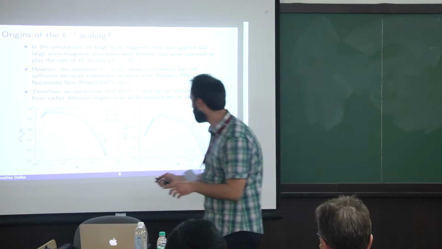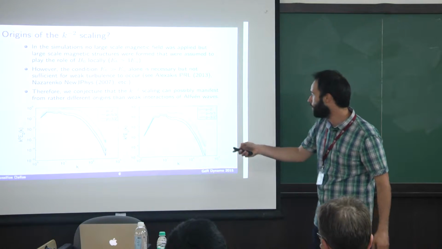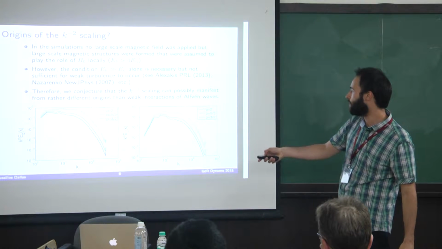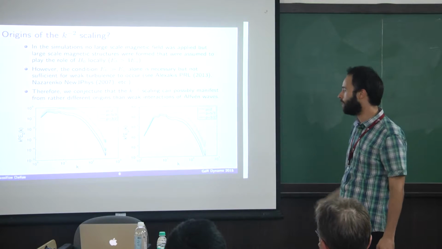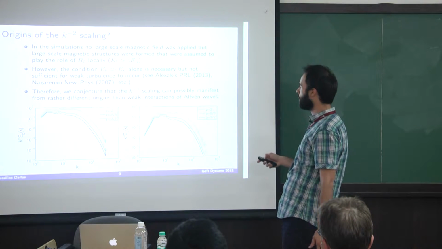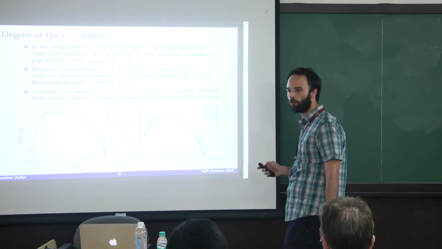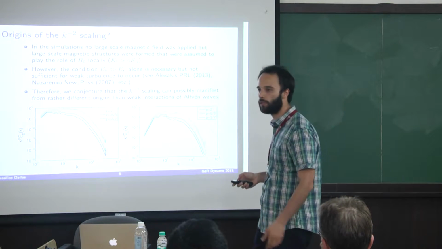And here are the compensated spectra for different exponents for the magnetic energy and the kinetic energy. So you can see the -2 is clearly there. However, for the kinetic energy, we don't really have a power law. So we're going to concentrate on what happens for the magnetic field.